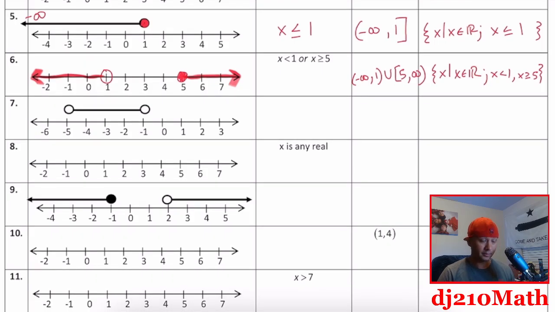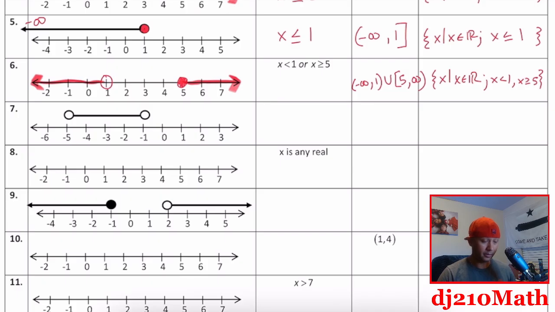Number 7. Here we have, so from negative 5 up to negative 1. But it's an open circle, so we don't include the ends. So this is saying, and everything in between, right? Between negative 5 and negative 1. So negative 5 less than x less than negative 1. And for the interval, negative 5, comma negative 1. Parentheses, because we do not include the ends, negative 5 and negative 1, because of the open circle.